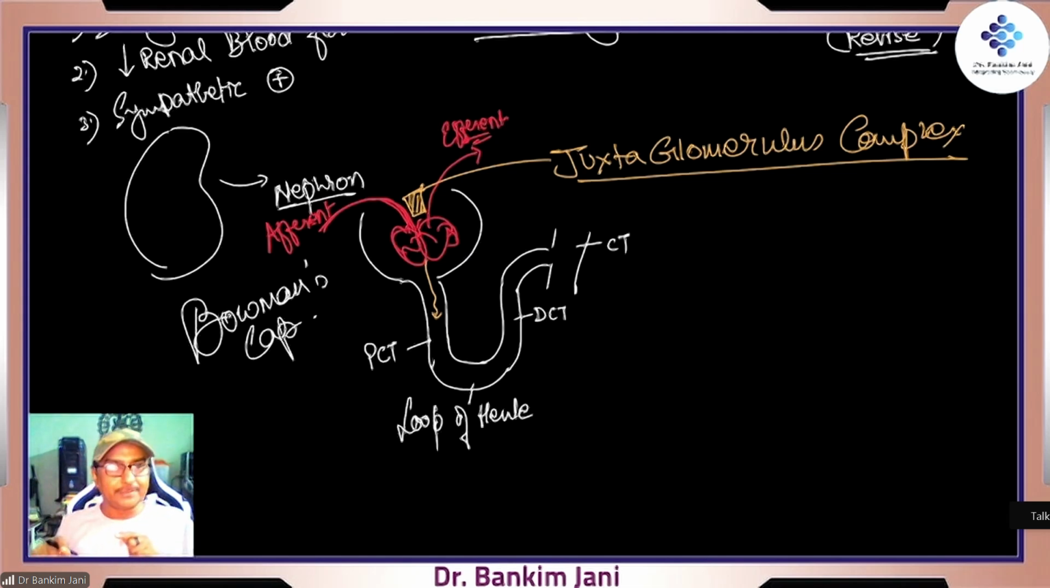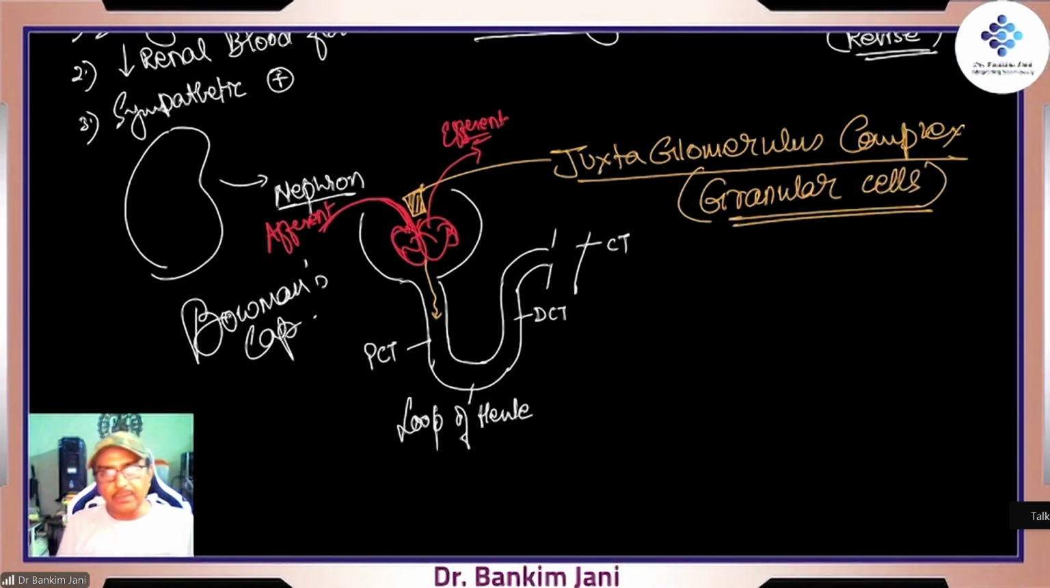Now these cells, they're super smart. To be specific, there are granular cells. There are various types of cells in this juxtaglomerular complex, but these are the granular cells. These granular cells will see that the blood is coming.